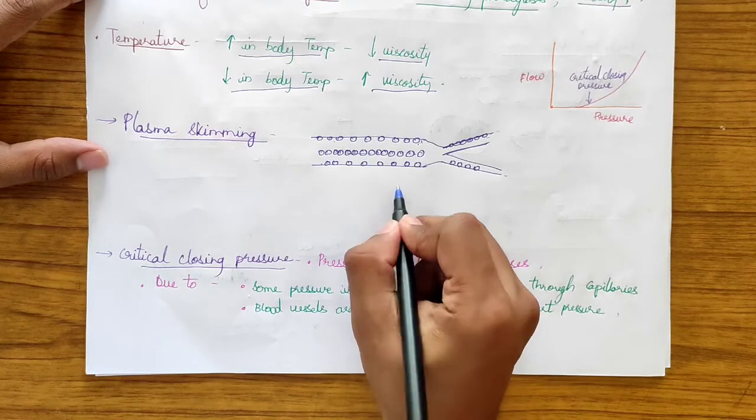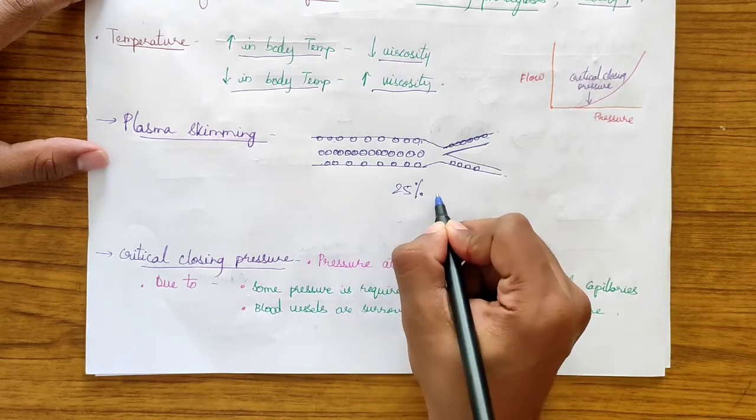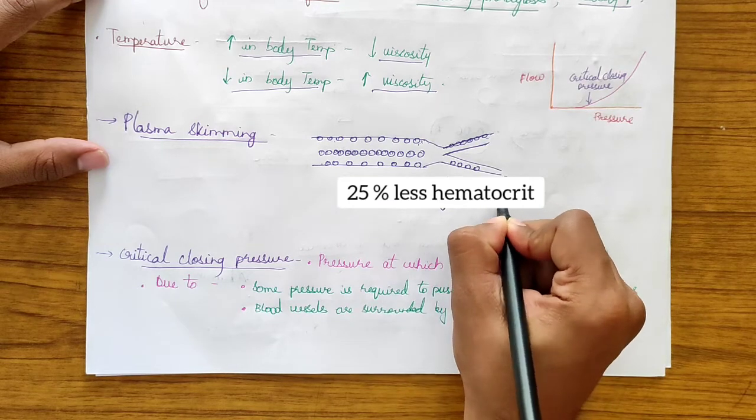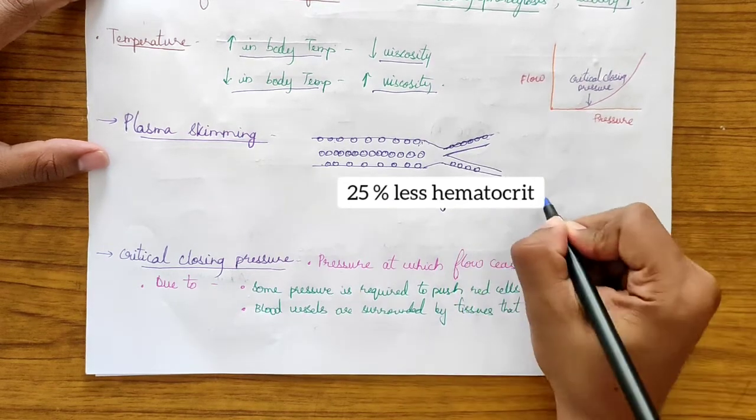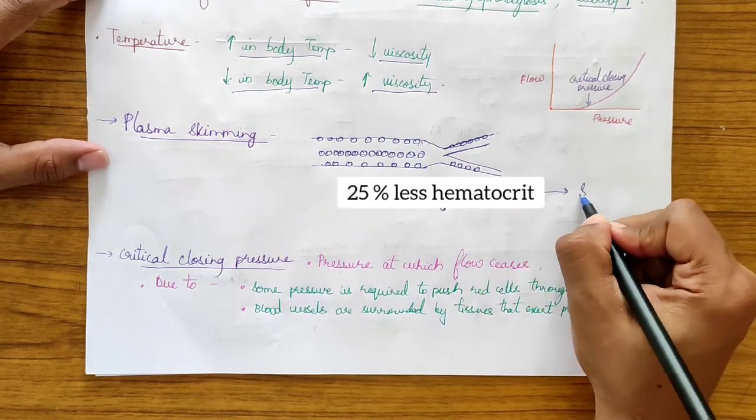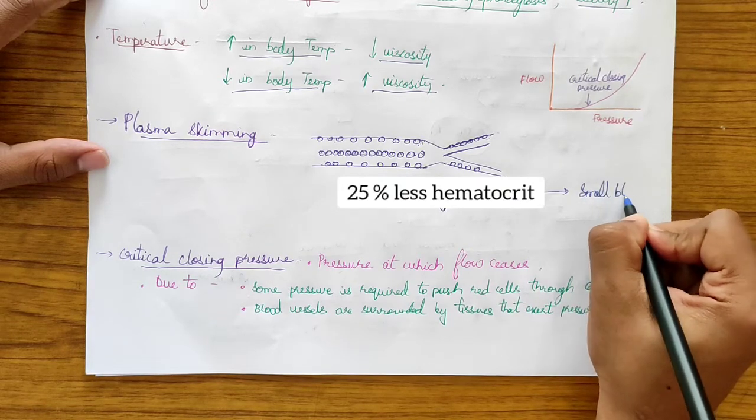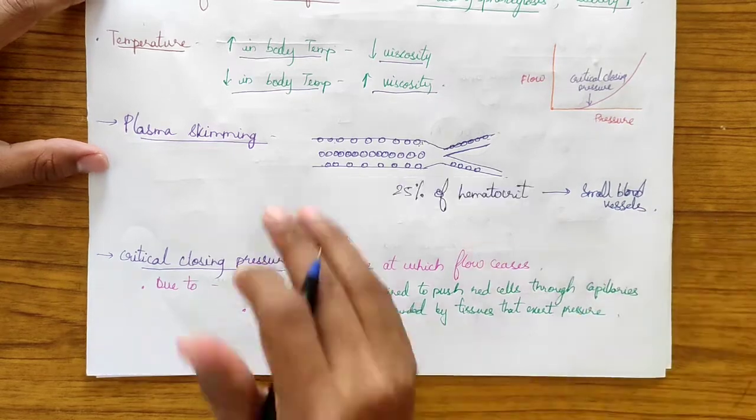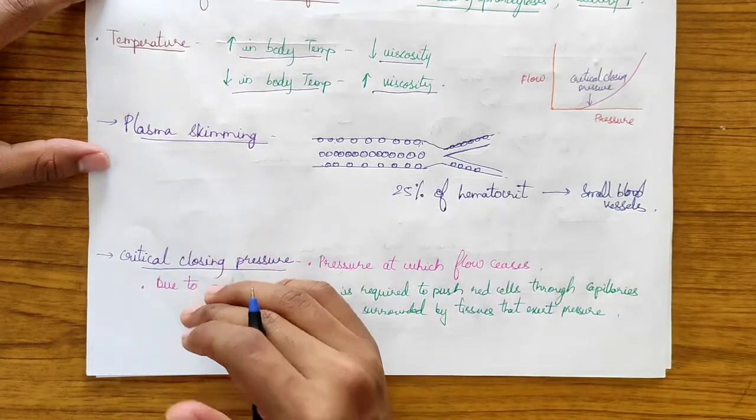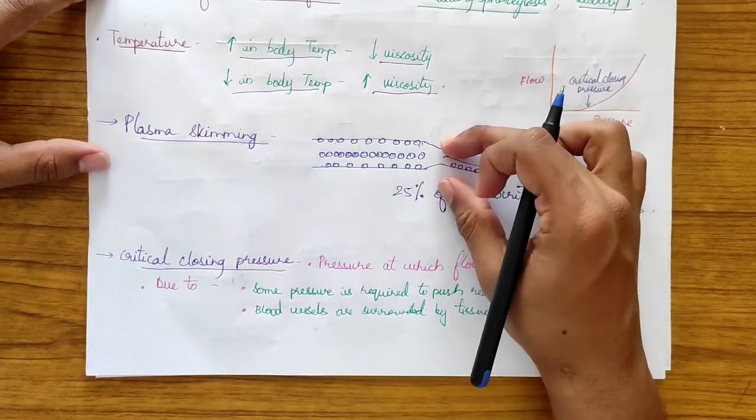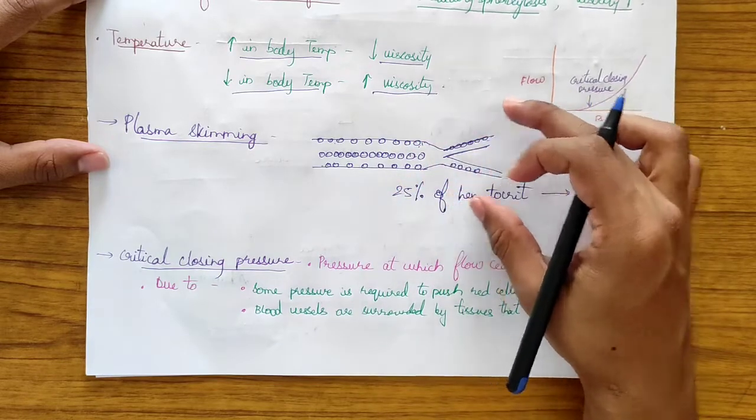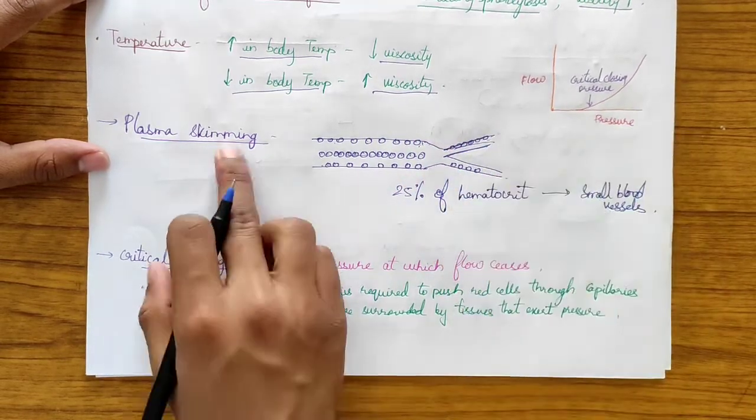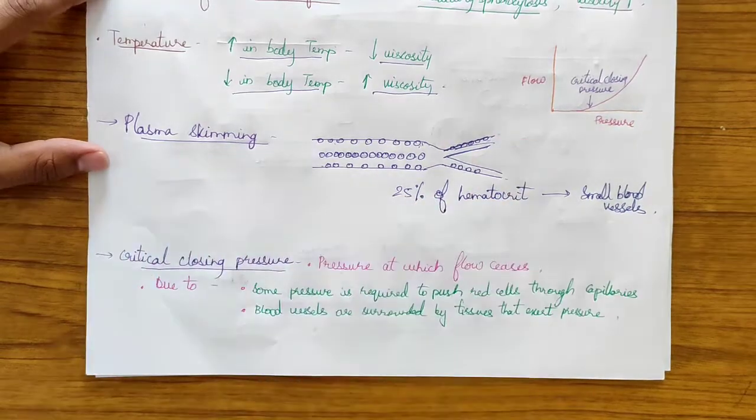So 25% of hematocrit goes to the small blood vessels. This is called plasma skimming, because the peripheral blood goes to the small blood vessels, and this contains a smaller amount of RBCs. So this is skimming, that is plasma skimming.